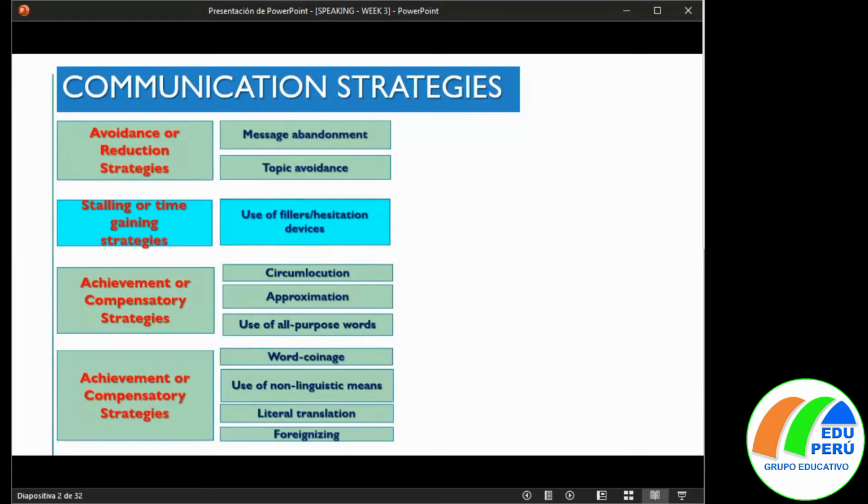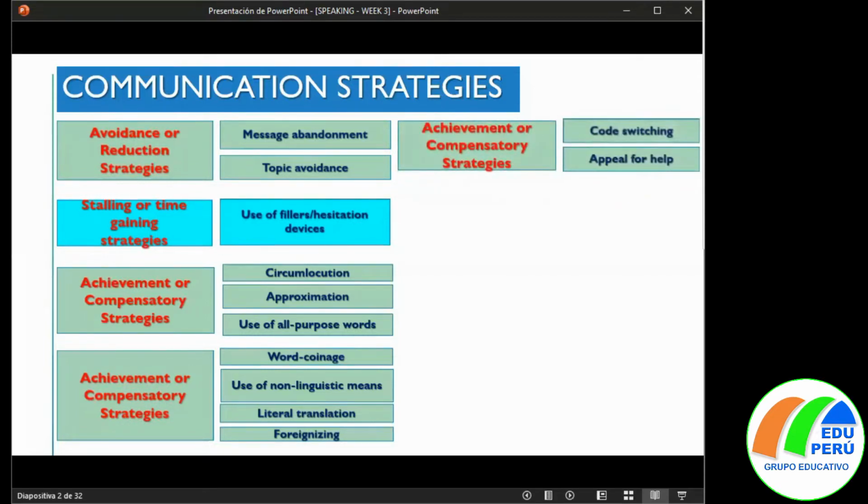And foreignizing, you use some words from another language in your own language. And finally, we saw the other ones, code switching and appeal for help. Code switching is when you change language, Spanish, English, Spanish, so you change the language. And the last one is that you appeal for help. Maybe you ask your friend, or maybe you ask your teacher for help, to help you say something.